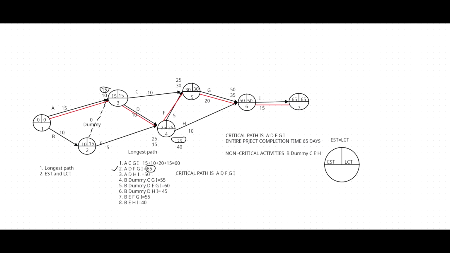But if you delay non-critical activities, assume you delay B another 2 days, 10 becomes 12. It doesn't change the existing critical path. Therefore, we can delay non-critical activities to some extent. It doesn't affect the entire project completion time. Now we complete.